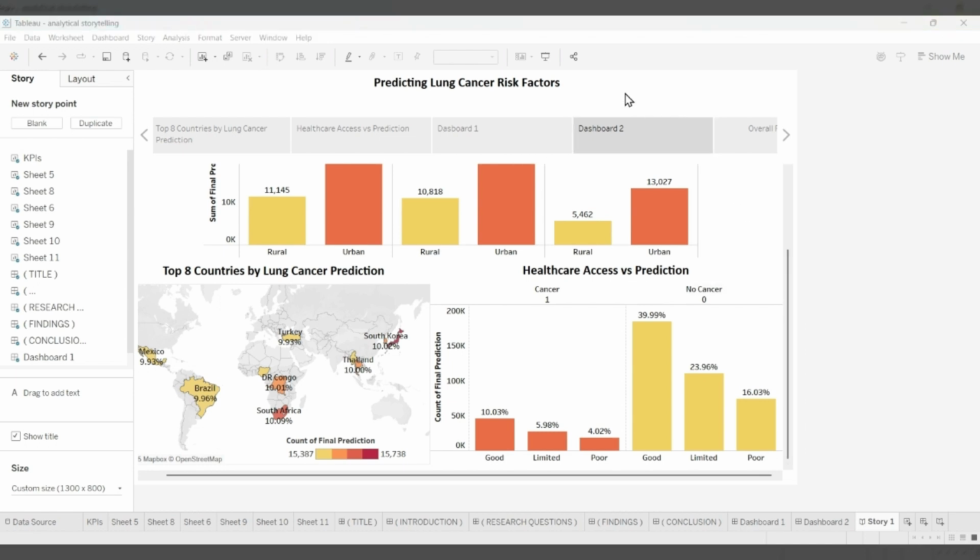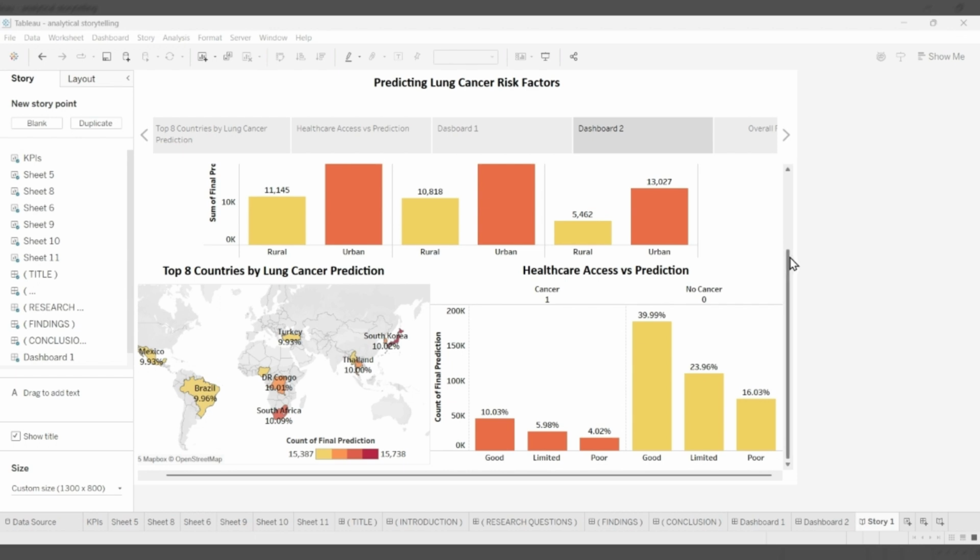Smoking and age remain the strong predictors. And of course, the urban environment carries more risk even with moderate pollution. And limited healthcare access can hide serious threats, leading to delayed diagnosis.